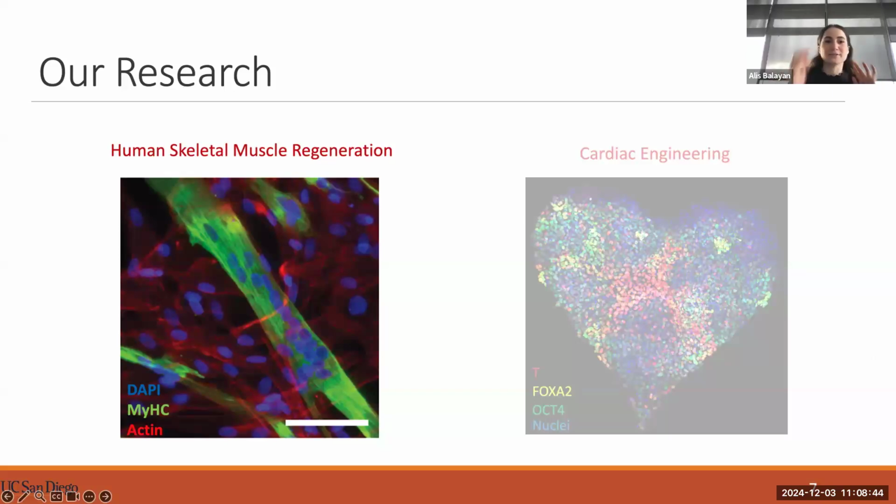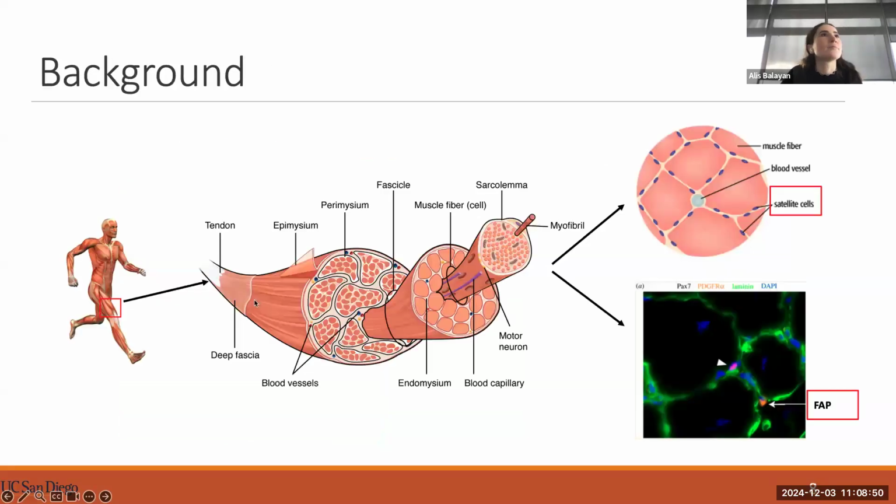Hi, everyone. So I'll talk a little bit about my research in the human skeletal muscle regeneration field. To start with, I'll talk about background. Skeletal muscle is the most abundant tissue in our body and is responsible for producing movement, sustaining body posture and position. It also helps with stabilizing joints and is a major contributor to the body's metabolism. It is composed of highly organized and densely packed myofibers, blood vessels, nerves, and connective tissue.